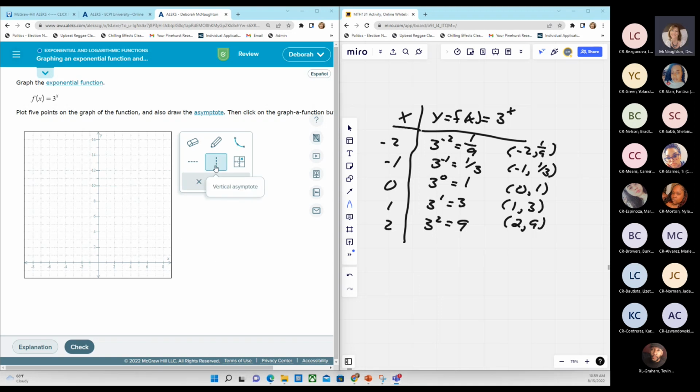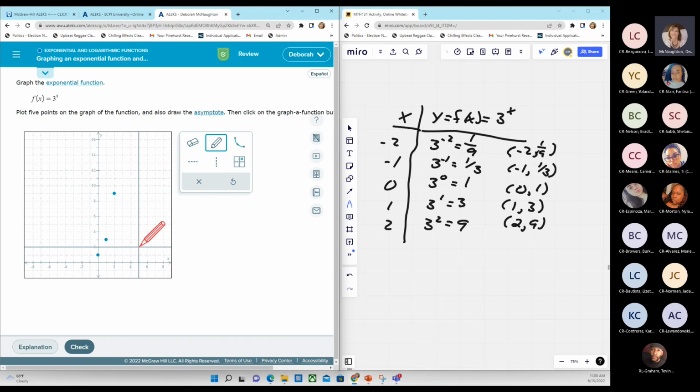So now to graph these, we can graph this one, like we can take our pencil and we can graph 1, 3, and we can graph 2, 9, and we can even graph 0, 1. And by the way, 0, 1 will appear on every single exponential graph because you'll always get something raised to the 0, and anything to the 0 is always 1.